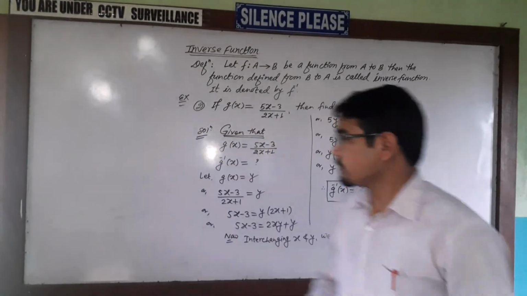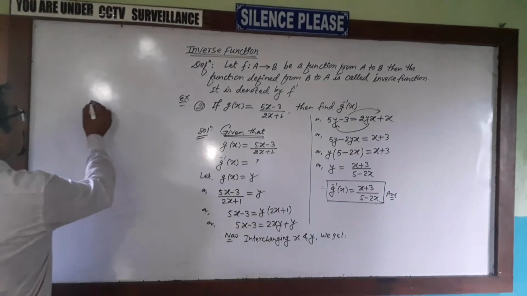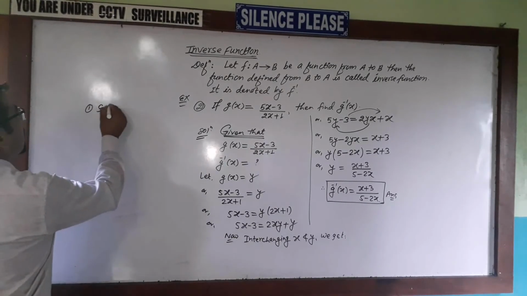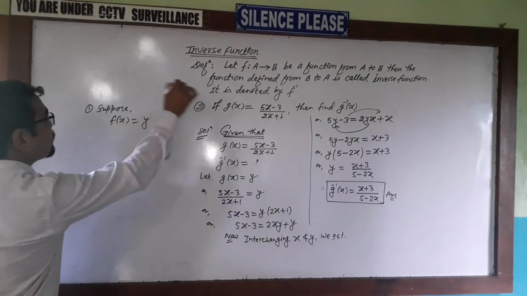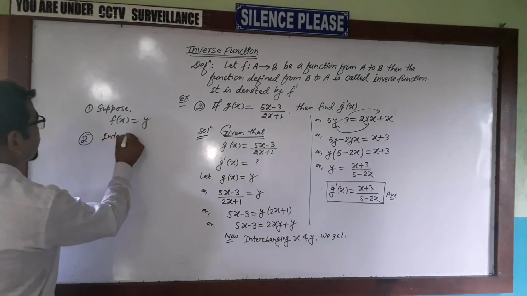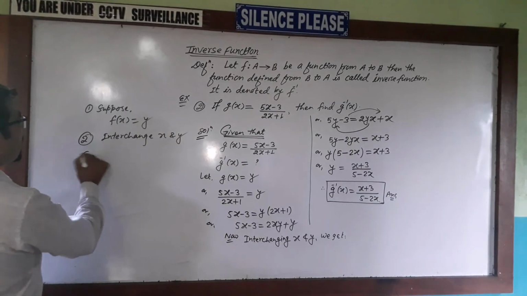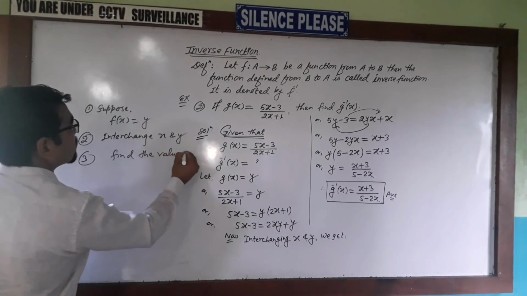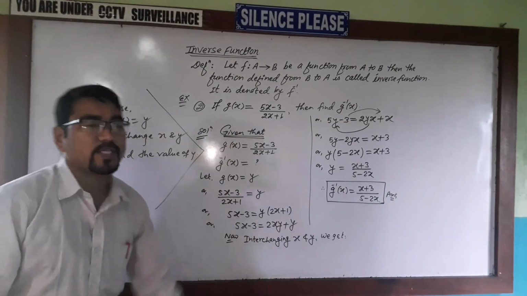Okay, so what are the steps here? How can we find the inverse function? First, suppose the given function f(x) or g(x), whatever it is, is equal to y. Second step, we have to interchange x and y. Third, find the value of y. If you do this much, then you can find the inverse of the given algebraic expression very easily.